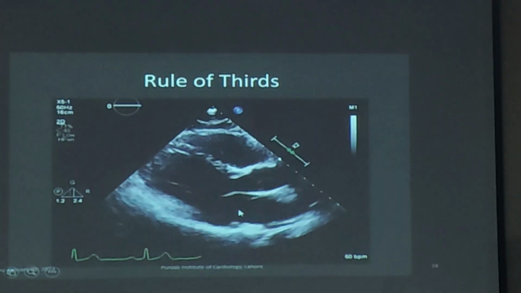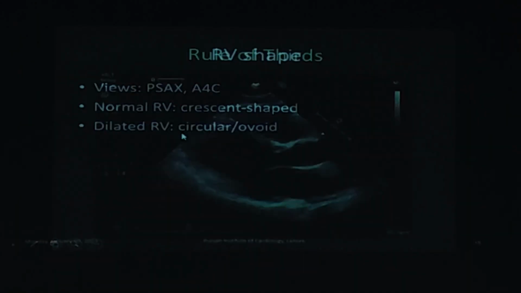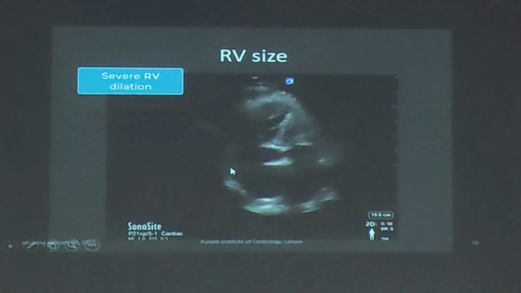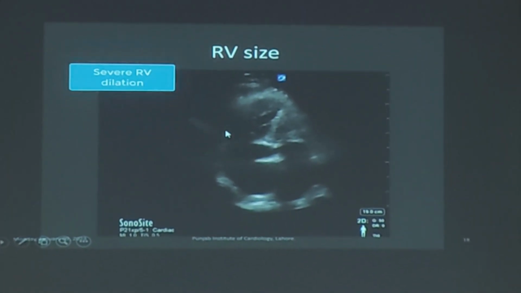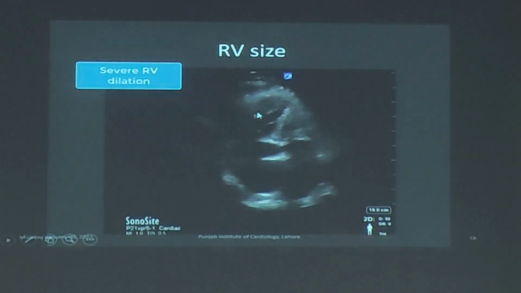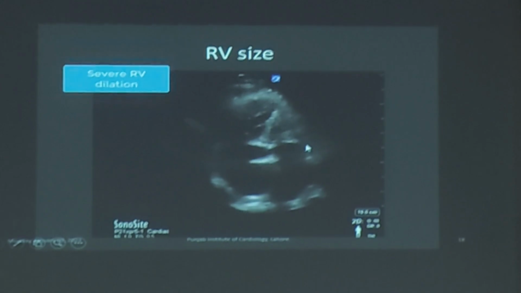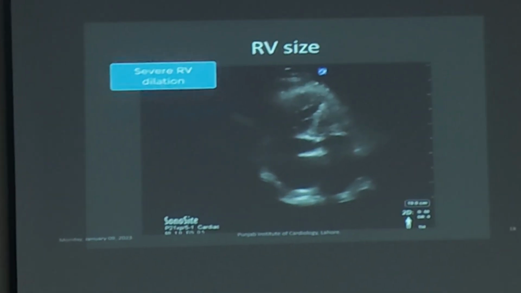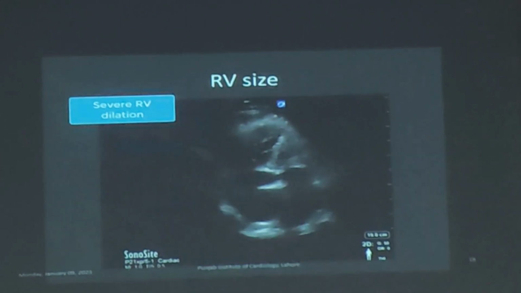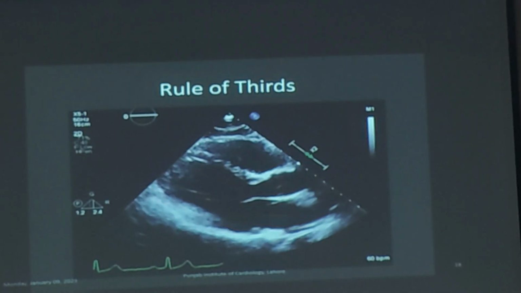And in this view, you can see this is severe dilation of the RV. It is taking over the apex of the heart as well. Normally the apex is taken by the LV, but whenever the RV takes part of the apex, it means the RV has been dilated too much.